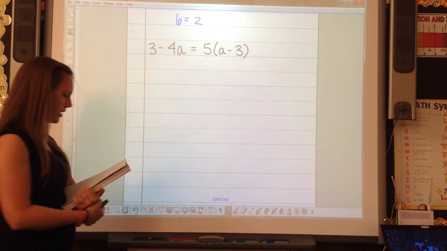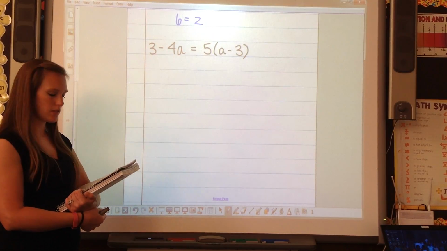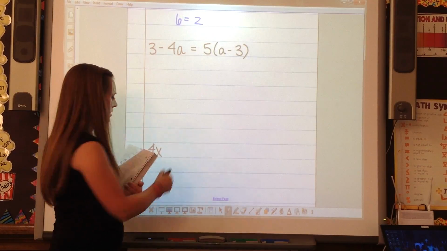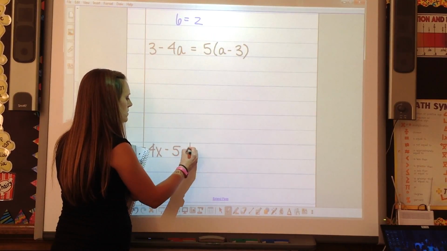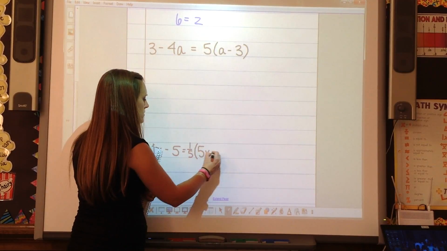After you're done with that problem, I also want you to try this one. I know it's working with fractions. Give it your best shot. 4x minus 5 equals 1/5 times the quantity 5x plus 20.